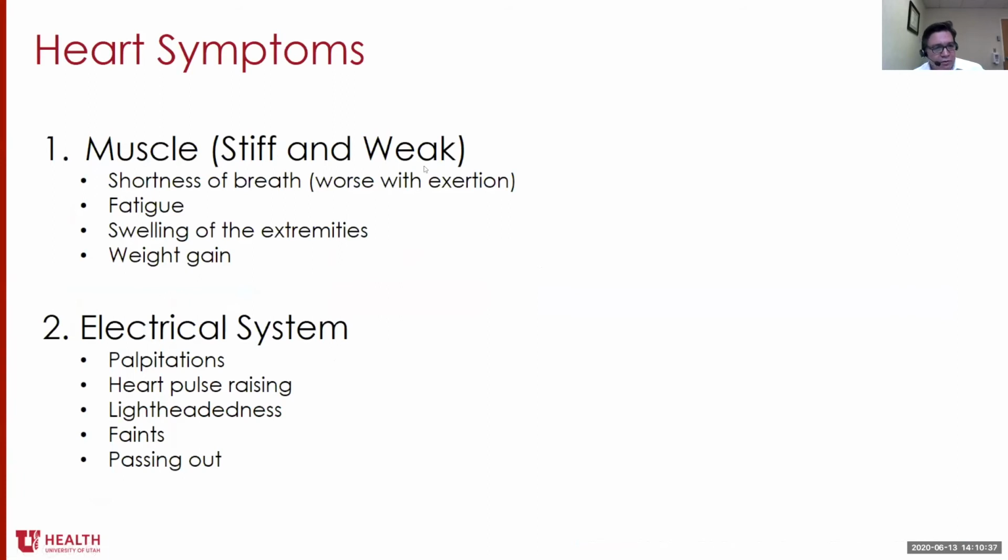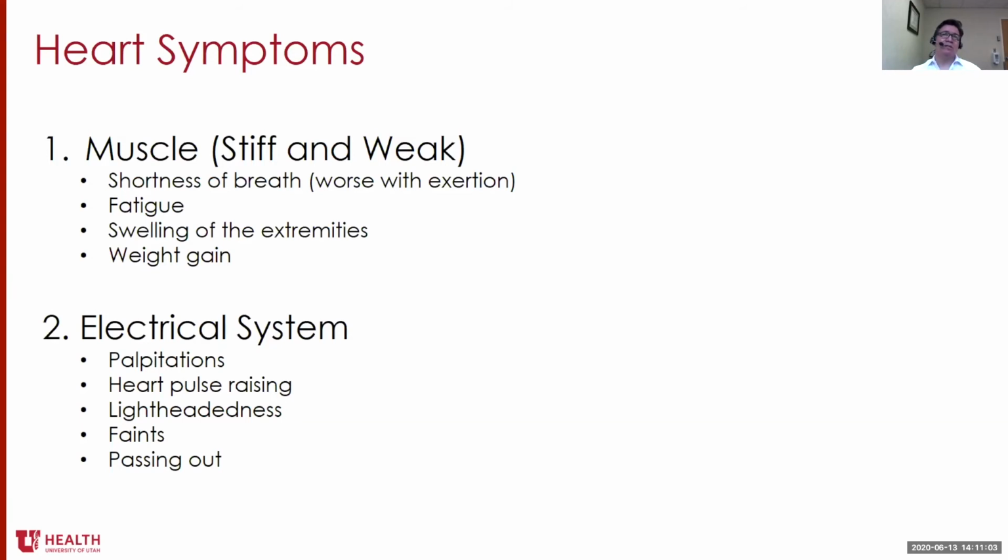And when the amyloid deposits on the heart muscle, as we remember, the heart becomes stiff, it doesn't contract, and also becomes weak. So the most common symptoms are going to be shortness of breath, predominantly when you try to walk. It can also happen when you're watching TV, but it's predominantly when you start to walk up. It also causes a lot of fatigue.